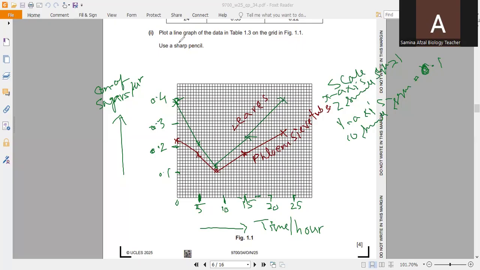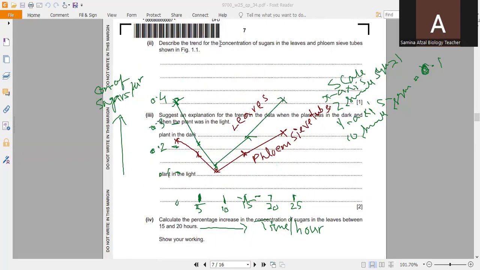From these two graphs, you can get a better idea that the concentration of sugar is always higher in the leaves. You can see the curve is above for leaves, and the lower one is the phloem sieve tube, so it shows the lower concentration of sugar. Describe the trends for the concentration of sugar in the leaves and phloem sieve tube shown in the figure. I have told you this idea.